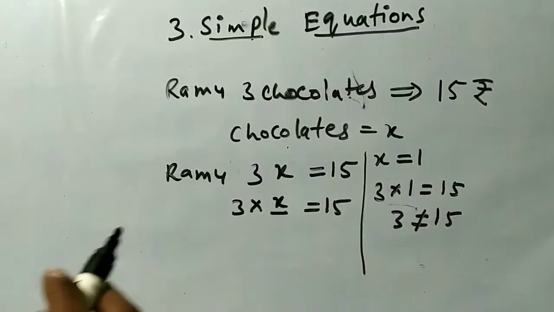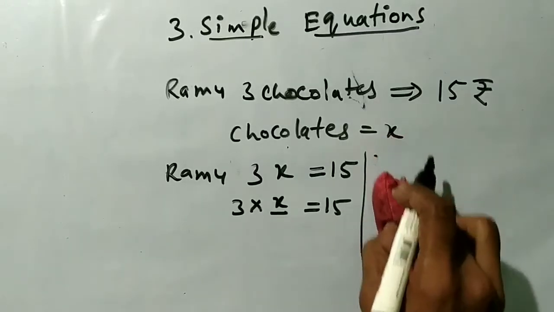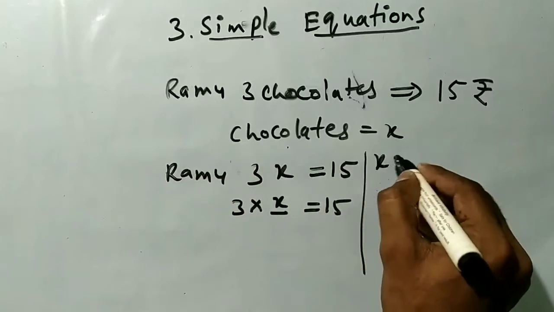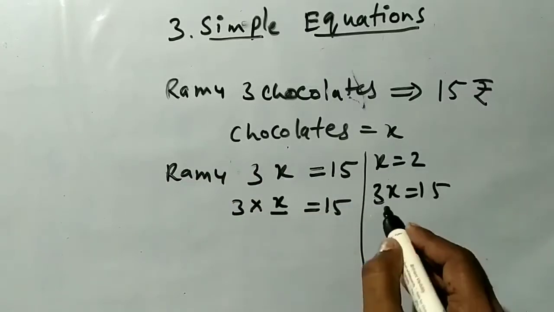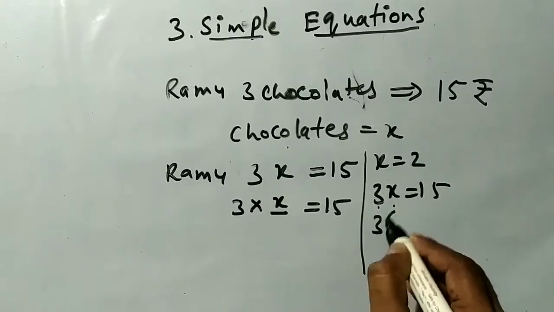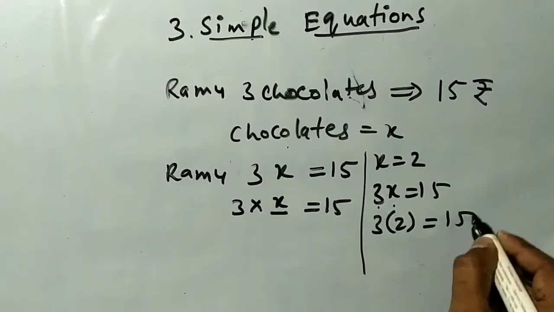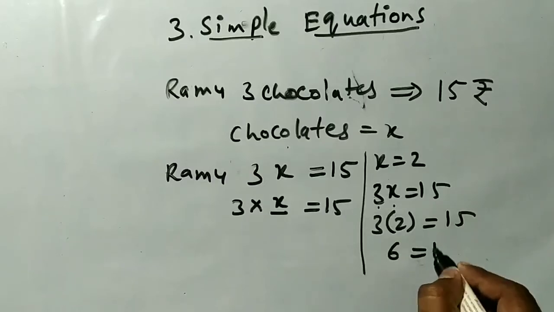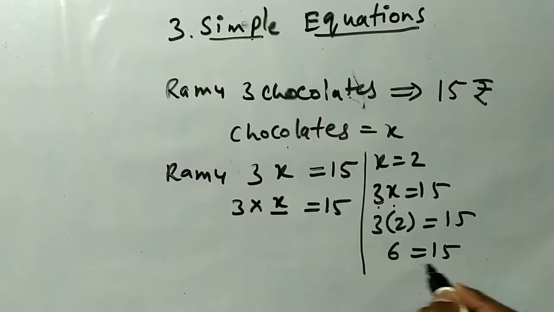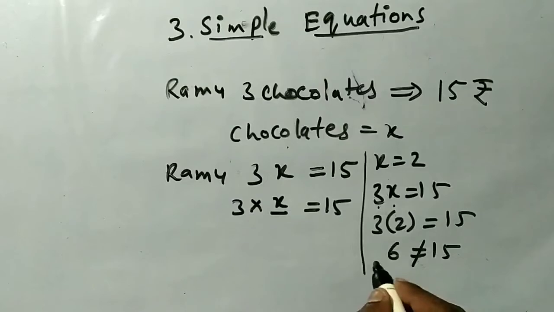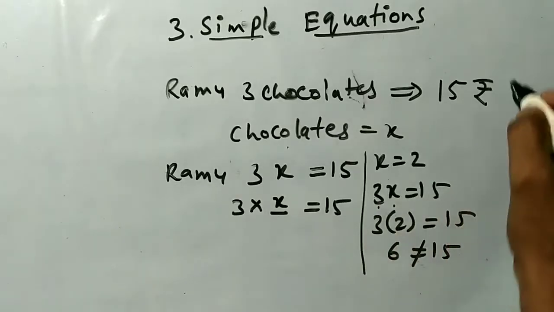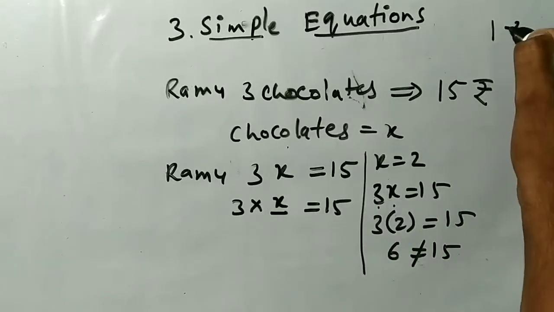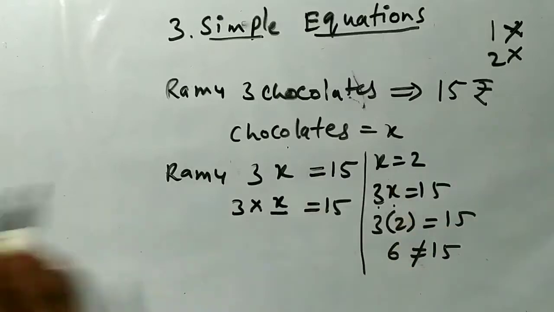Take another example. Let x be equal to 2. Then 3x is equal to 15, that is 3 into 2 is equal to 15. 3 twos are 6, so 6 is equal to 15. It is not equal. We should get 15 equal to 15. So the chocolate cost is not 1 rupee, and 2 rupees also not.